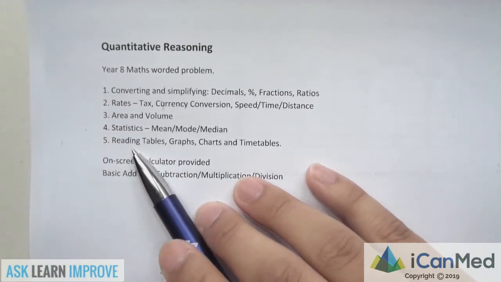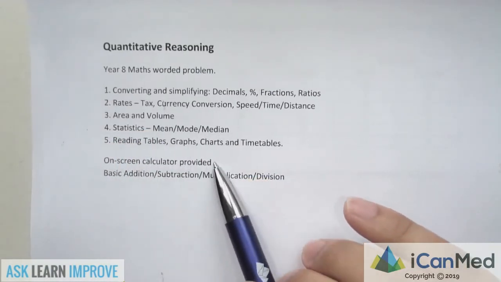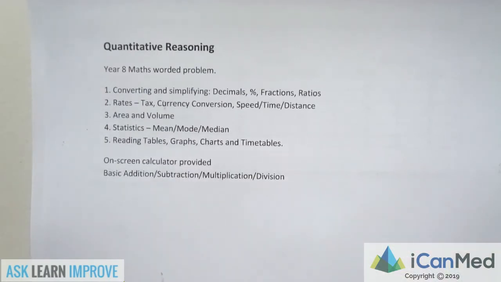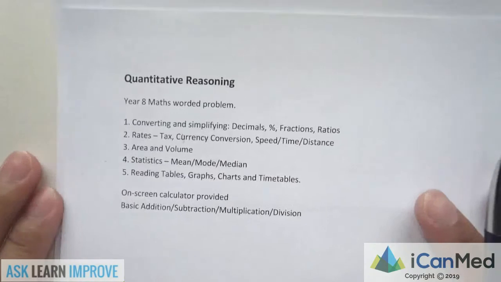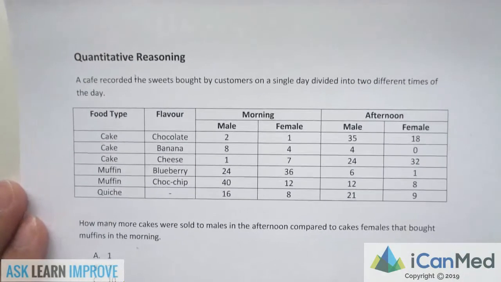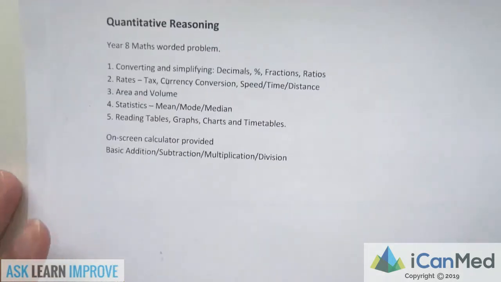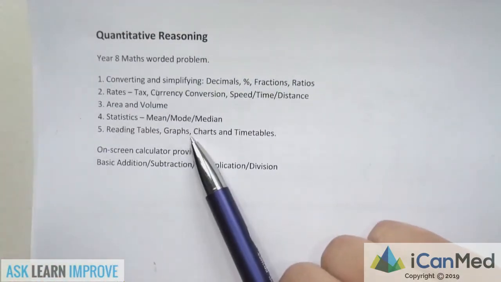Okay, and then the fifth point is just simply reading tables, graphs, charts, and timetables. So are you able to read a table, to find all the information? Now the question that we are going to go through in the next video will be a tables question, which is really common. And another really common one is graphs.